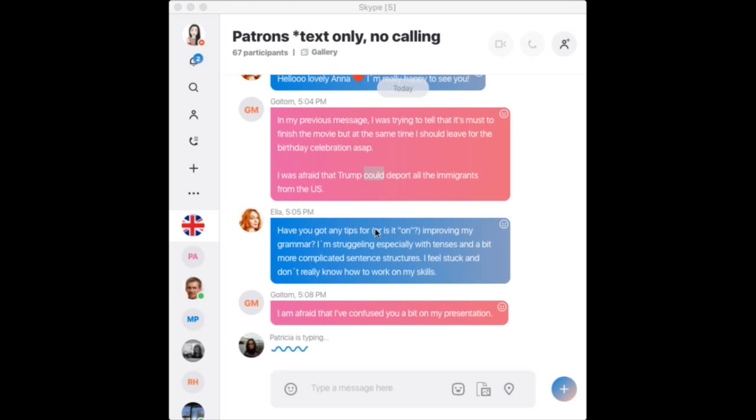Ella, have you got any tips for, or is it on, improving my grammar? You could say both. Have you got any tips for would be more natural. Got any tips for improving my grammar? I'm struggling, especially with tenses and a bit more complicated sentence structures. I feel stuck and don't really know how to work my skills. Okay, Ella, stick around to the end and I'll answer that question at the end.